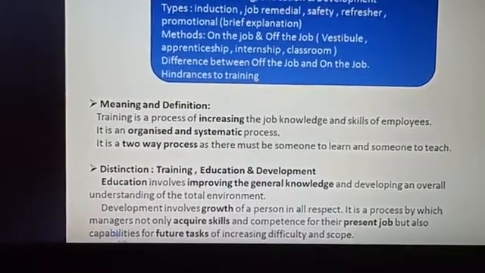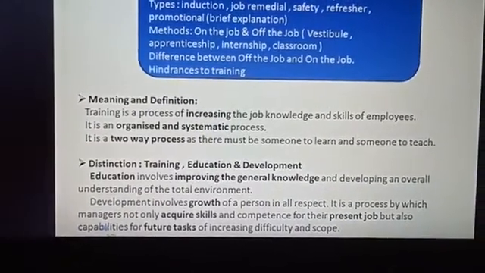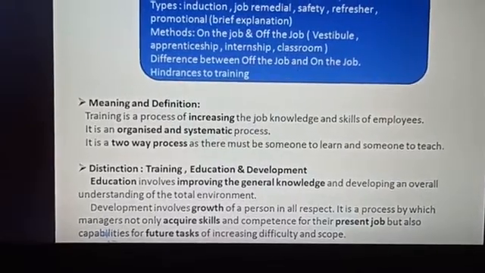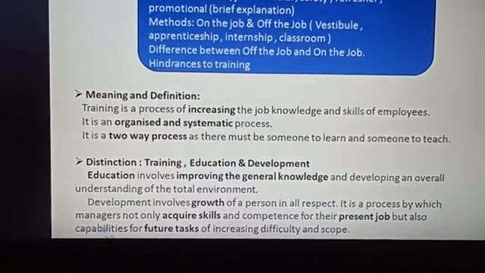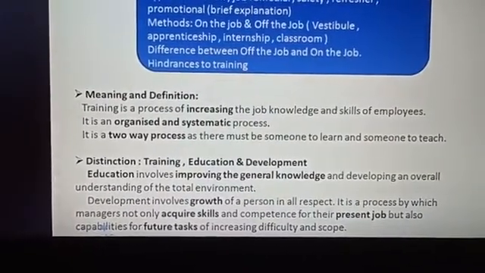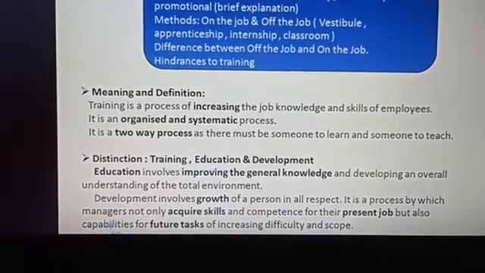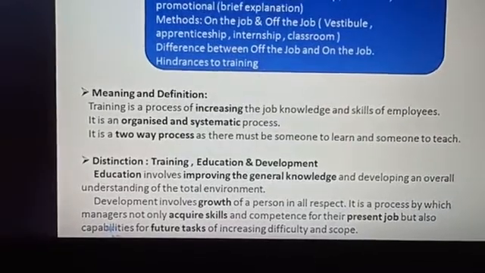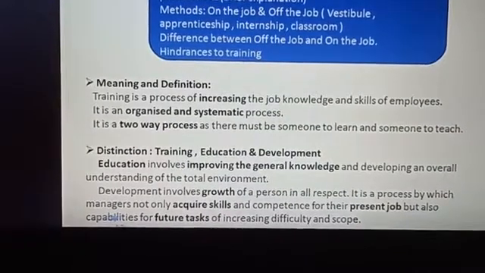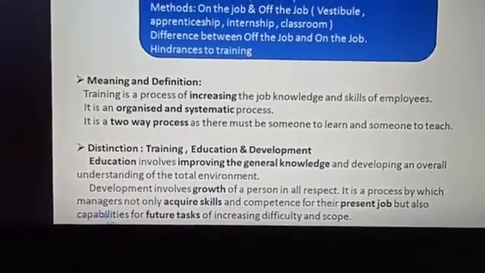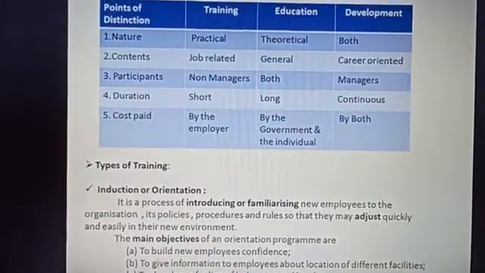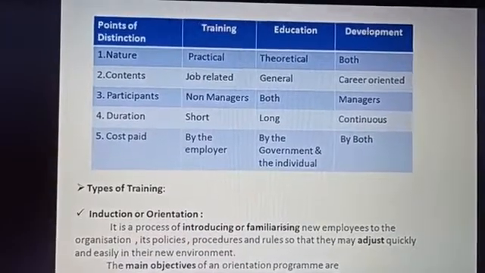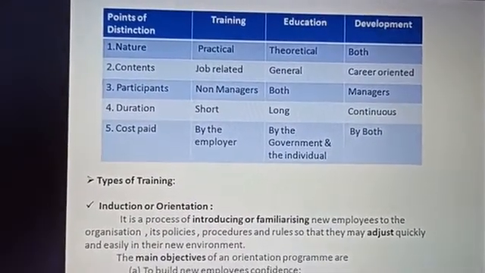Development, on the other hand, involves growth of a person in all respect. It is a process by which managers not only acquire skill and competence for their present job, but also capabilities for future tasks of increasing difficulty and scope. The difference between training, education and development may be enumerated as follows.